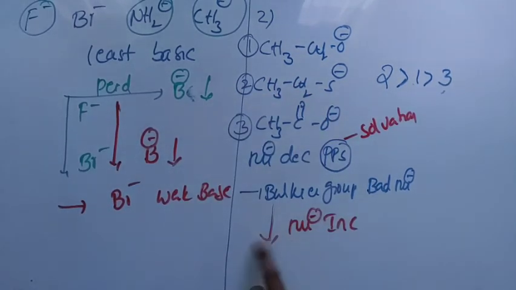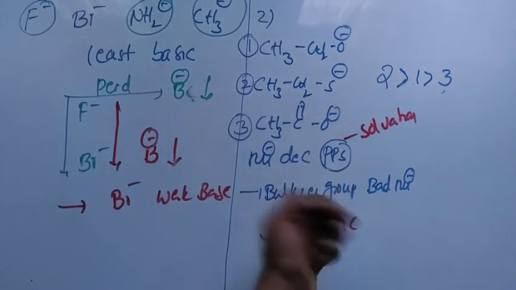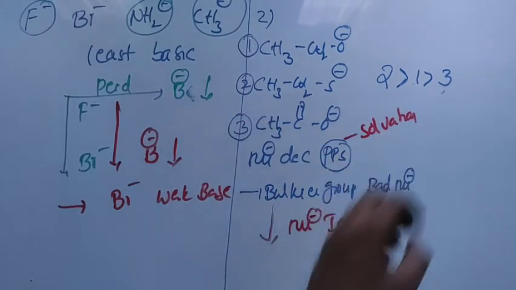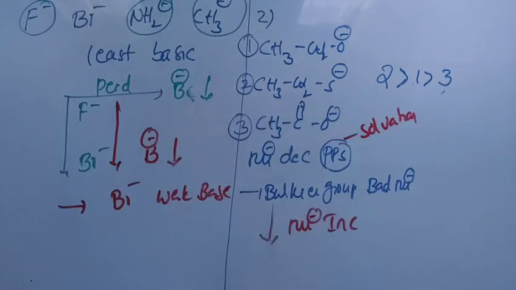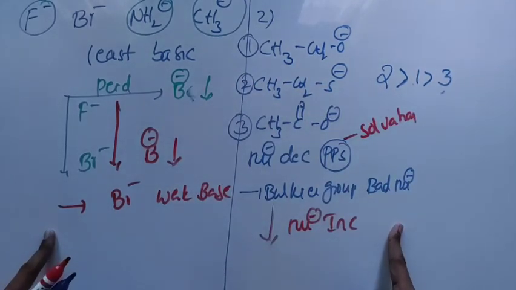We used the concept called down the group nucleophilicity increases. And we also should remember bulkier the group, nucleophile is bad. And you also should remember polar protic solvent always leads to solvation. Solvation increases the size of an ion. I hope these two questions are clear.